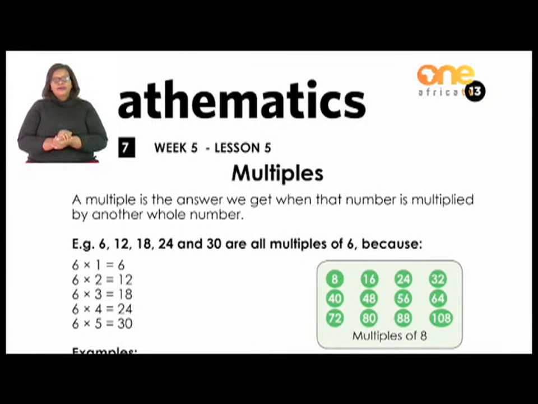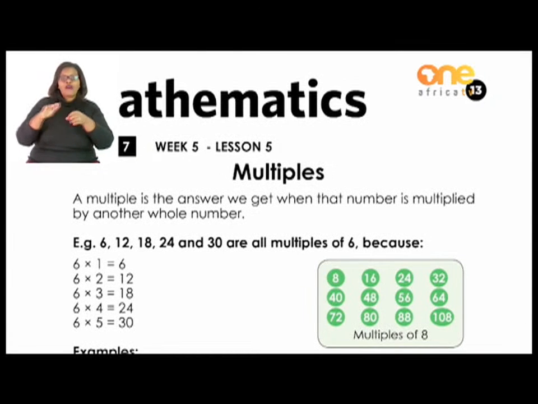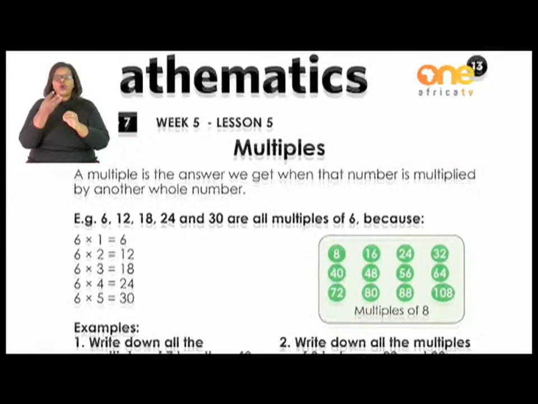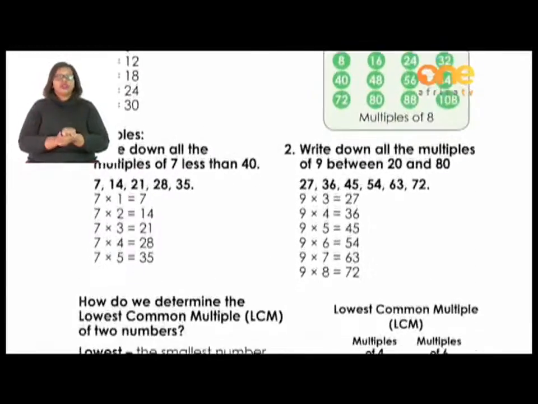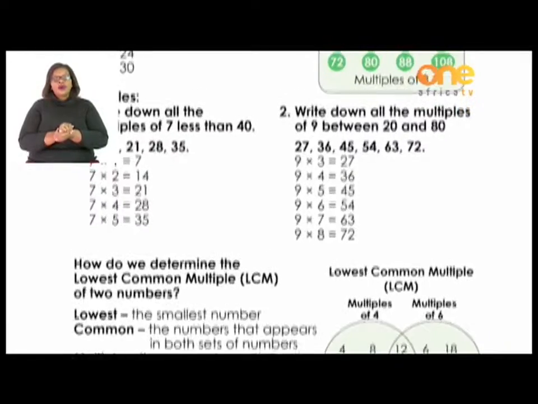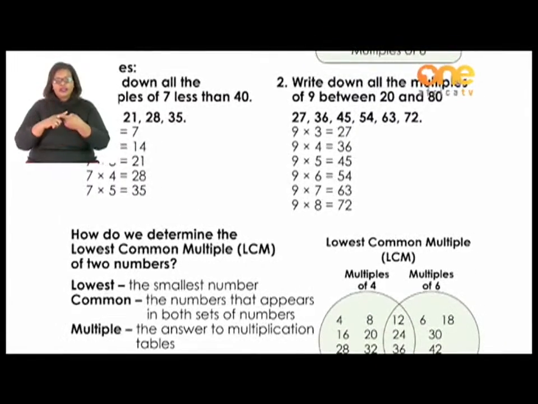In the block, we will find the multiples of 8. 8, 16, 24, 32, 40, 48, 56, 64, 72, 80, and so on. Those are the multiples of 8. So if we multiply 8 with another whole number, we will find one of those answers. 8 times 1 will equal 8. 8 times 2, 16. So those are the multiples of 8.